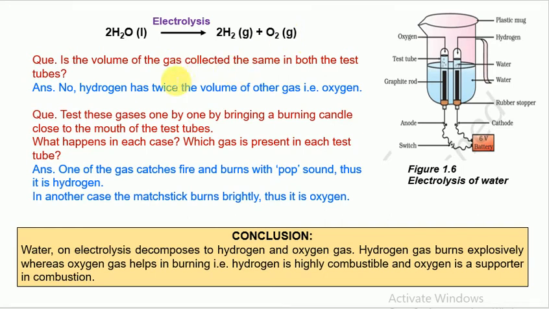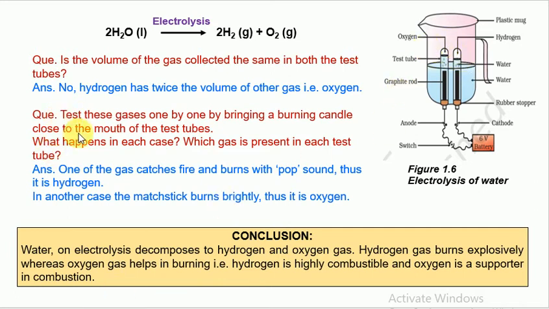So the question is, is the volume of the gas collected the same in both the test tubes? We can clearly see that the volume of gases is different, and here it is already mentioned that in the first electrode oxygen is present and in the second electrode hydrogen is present. So no, the two test tubes don't have the same volume of gas. In the second electrode test tube we can see that hydrogen has twice the volume of the other gas, oxygen, because it has displaced more water. This gap is filled with hydrogen. So hydrogen is more than oxygen.